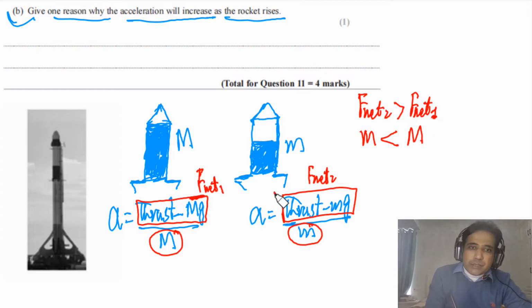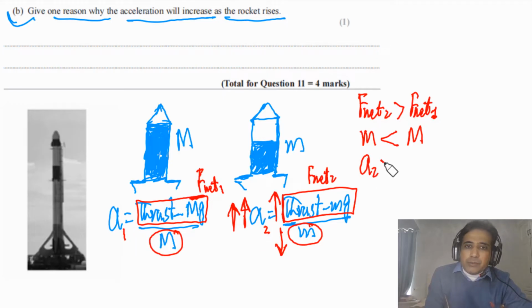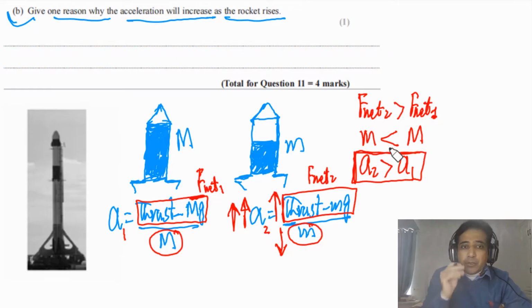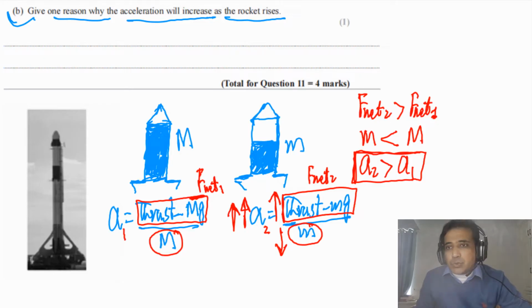So you can see in this case this increases, it means acceleration increases because Fnet will increase. As mass decreases, acceleration also increases. So it simply means that if we compare A2 and A1, A2 will be much greater than A1. That's the reason acceleration will increase: because mass will decrease. I hope this is clear to you. Let me show you the answer.